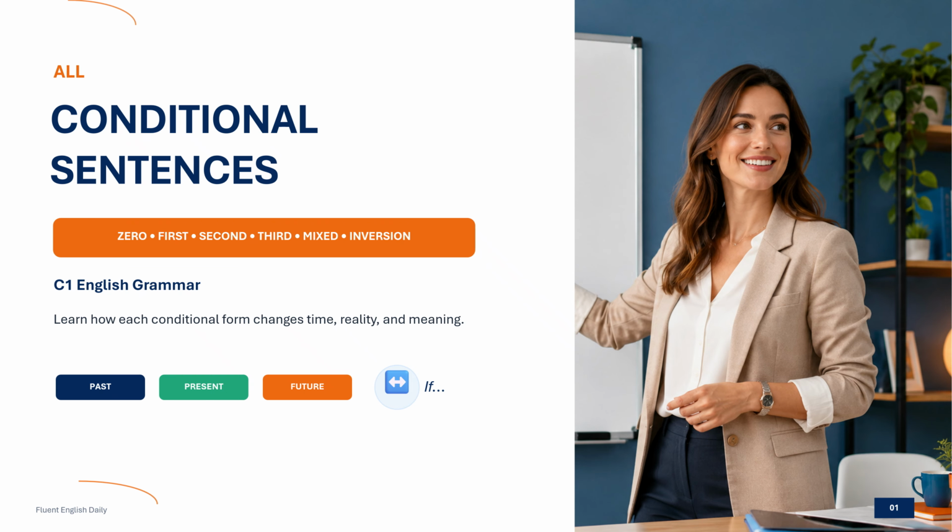However, choosing the correct form depends on three important ideas: time, reality, and meaning. Are we talking about the past, present, or future? Is the situation real, possible, unlikely, or completely imaginary? By the end of this lesson, you will understand how each conditional form works and how to choose the correct structure. Let's begin.